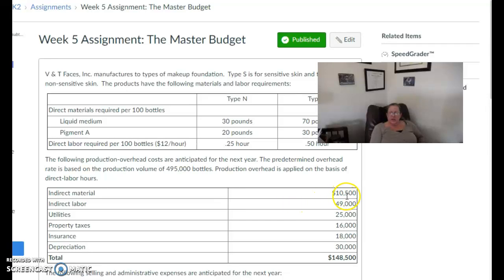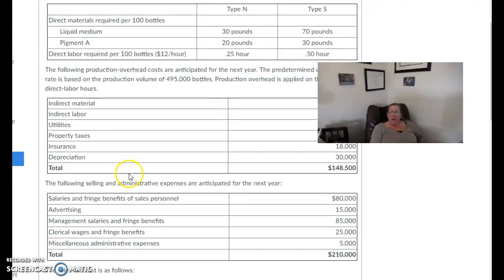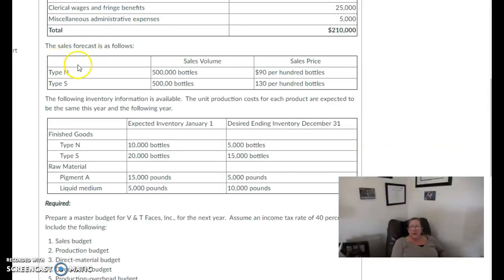Then we have indirect material, 10,500, indirect labor, 49,000, utilities, 25,000, property taxes, 16,000, insurance, 18,000, and depreciation of 30,000 for a total of $148,500. And then selling and administration, we have salaries and fringe benefits of 80,000, advertising 15,000, management salaries and fringe benefits of 85,000, clerical wages and fringe benefits 25,000, and then miscellaneous administrative expenses of 5,000 for a total of $210,000.